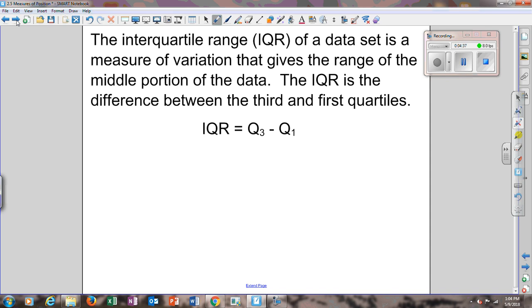Interquartile range, or IQR, is just a measure of variation that gives the range of the middle portion of the data. So the interquartile range is the difference between the third and first quartiles. So you find Q3, find Q1, then subtract them. That'll give you the interquartile range.